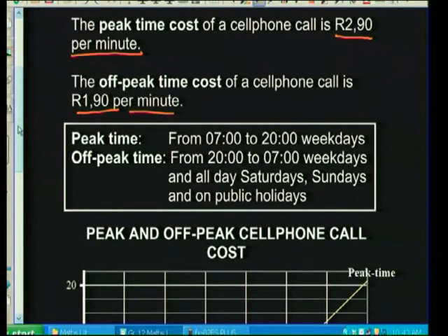Now they give us a little bit of information, which is really important to read and take note of. So peak time is from 7 o'clock in the morning to 8 o'clock at night every weekday. Off-peak time is from 8 o'clock at night to 7 o'clock in the morning on weekdays, and all day Saturday, all day Sunday, and public holidays. So now we've got an idea of when off-peak and peak are.